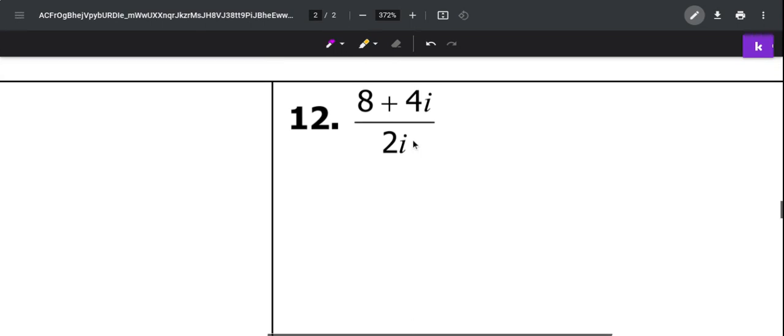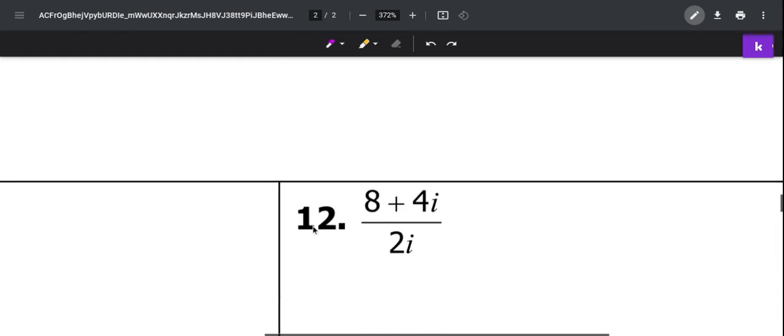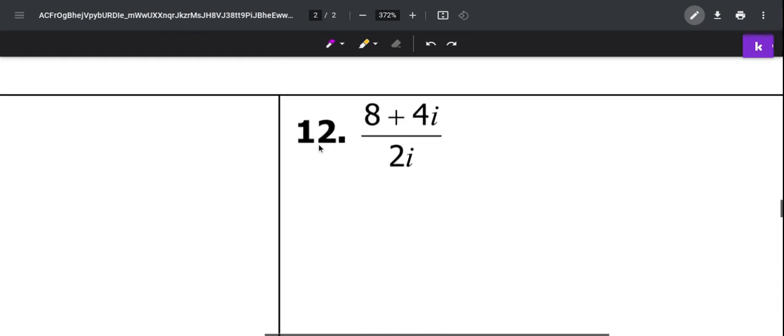So it all depends on if there's just a single I on the bottom or if there is a plus or minus. So if we go back to number 10, which let me see, maybe there's an easier one, or not an easier one, but a harder one. Let's see. No, I don't see one. All right. So let's just stick with, actually, yeah, let's do a harder one. Let's do 12. So on number 12, we have I on the bottom. We can't have I on the bottom.